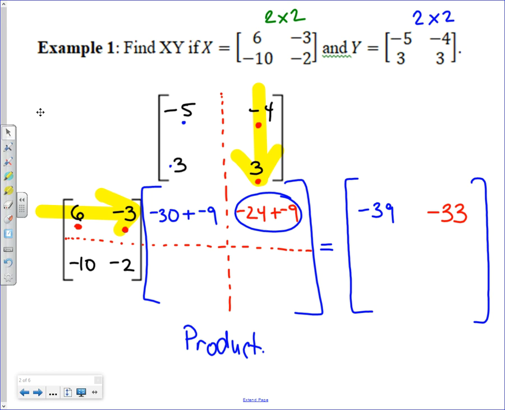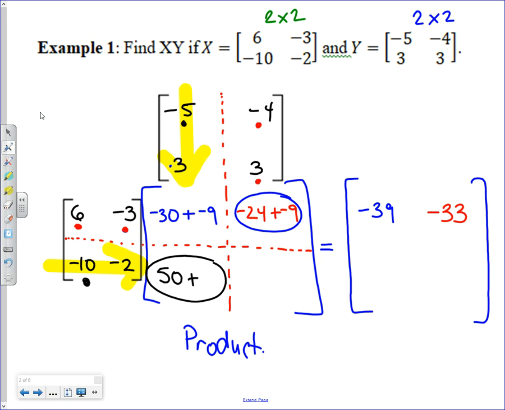Okay? Now, let's find this element. Well, where is that element located? I'm going to have to use this row, and I'm going to have to use this column. So I'm going to take the first element here times the first element in this column. So -10 times -5, +50. Now I'm going to add the second element times the second element. -2 times 3, -6. 50 plus -6 is 44.